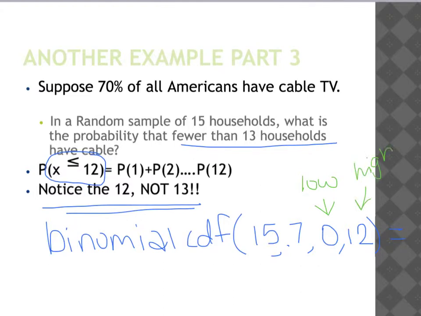So if you happen to have chosen not 0 or not 12, then you may want to re-put this into your calculator, pause the video, and then see if you get the correct answer. So after you hit enter, then you should end up getting the correct answer of 0.8732, which makes it a 87.3% chance that fewer than 13 houses will have cable.